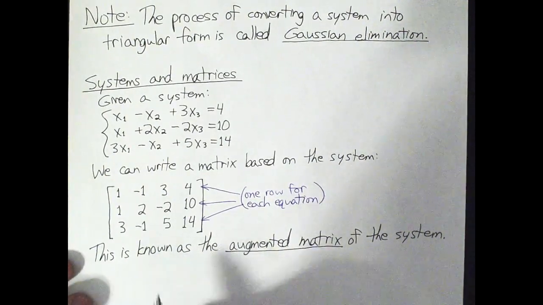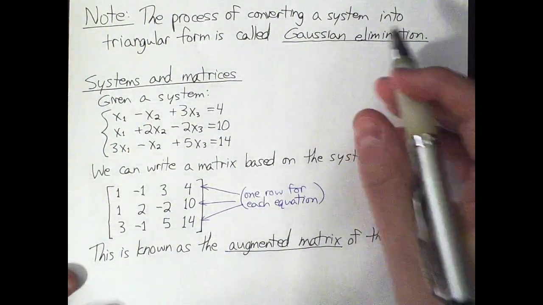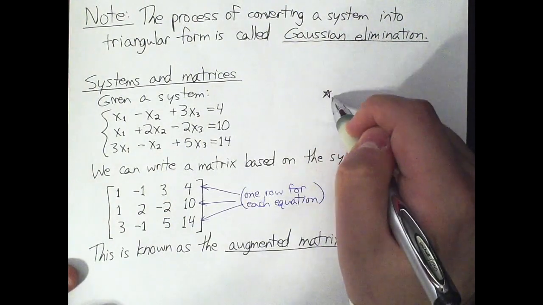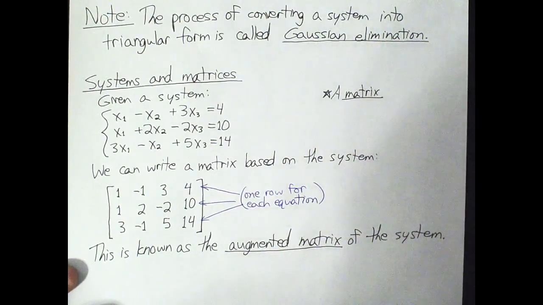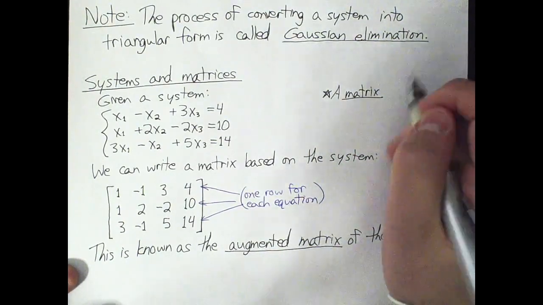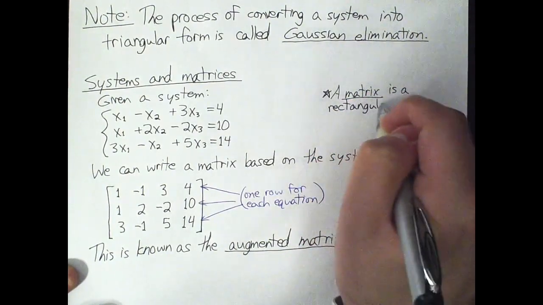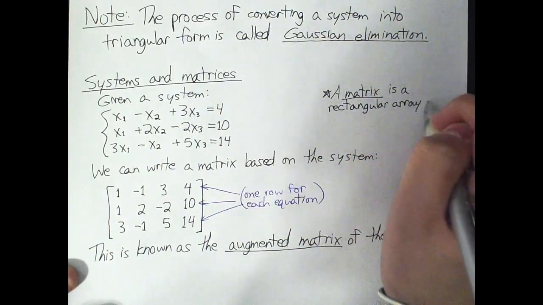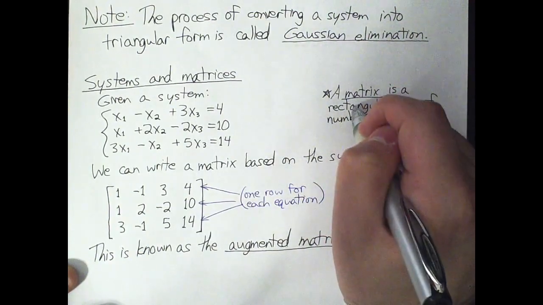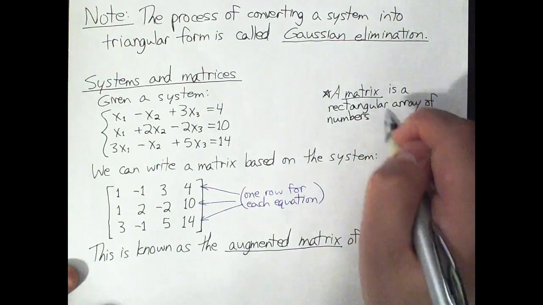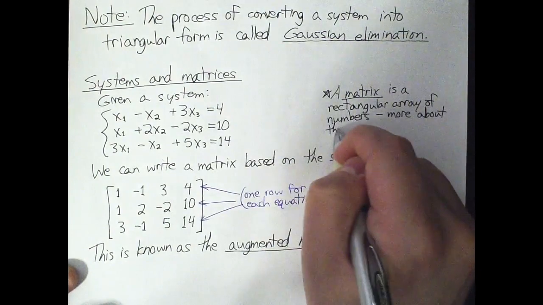And you could say that this matrix contains all of the information that we need to work with this system. Off to the side, just in case you haven't seen this in another class, I'm going to mention a quick definition of matrix. We would say that a matrix is a rectangular array of numbers. Sometimes they're talked about in algebra classes, sometimes they're not. A rectangular array of numbers, and I'm just going to say more about these later.